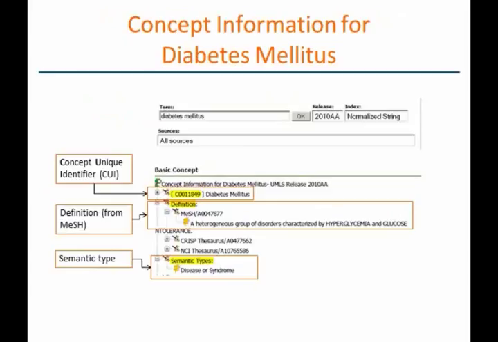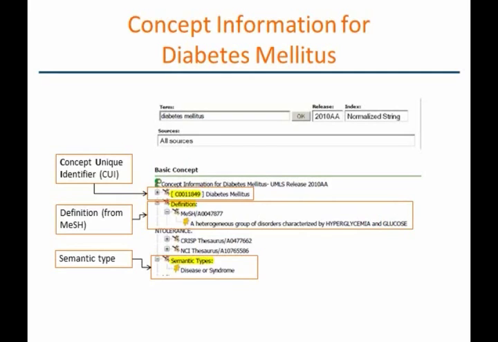We see that when we typed in diabetes mellitus, we got a CUI, a concept unique identifier. That is, for every concept that is unique, there is a number, a code, a CUI we call them, or "coo-ee" as some people say. So for diabetes mellitus, the CUI is 11849. We also find a definition here in the UMLS: a heterogeneous group of disorders characterized by hyperglycemia and glucose intolerance. And we also see that there's a semantic type assigned to diabetes. What is the type? It's a disease or syndrome.